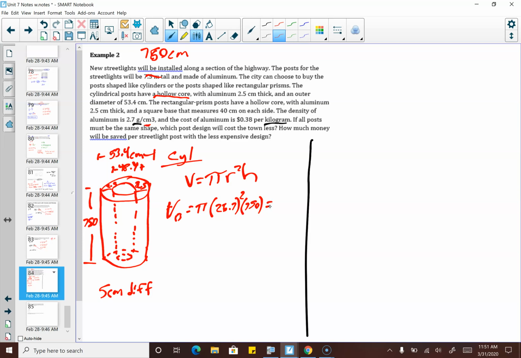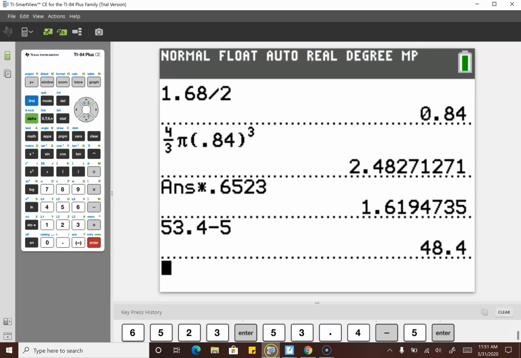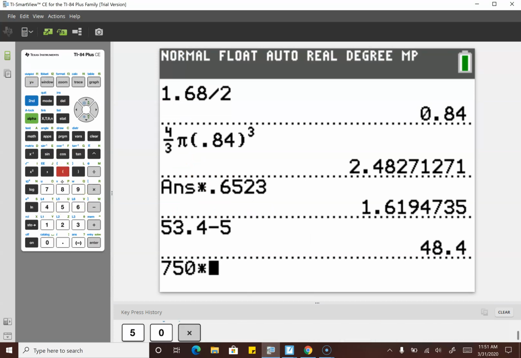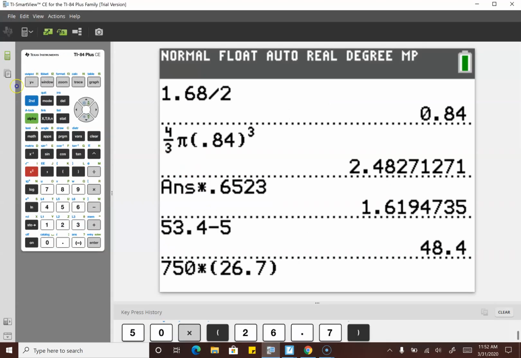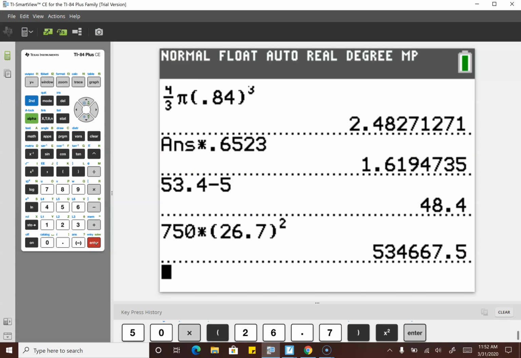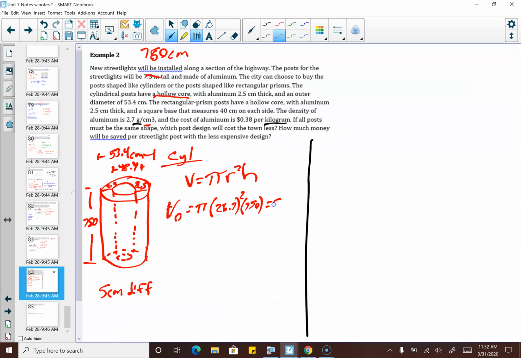All right, and I'm going to leave this answer in terms of pi. So 750 times 26.7 squared gives me 534,667.5. So, erase this line, I'll redraw it over on the side. 534,667.5 pi. So that's going to be the volume of my big cylinder.